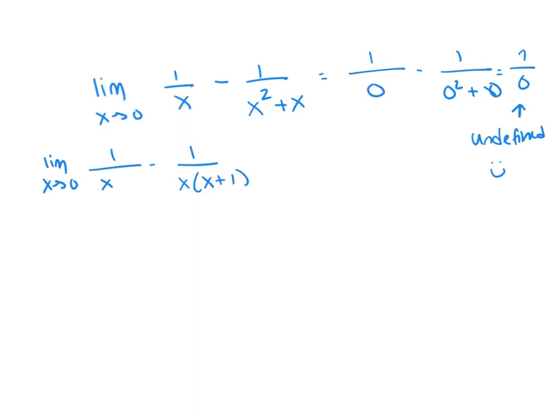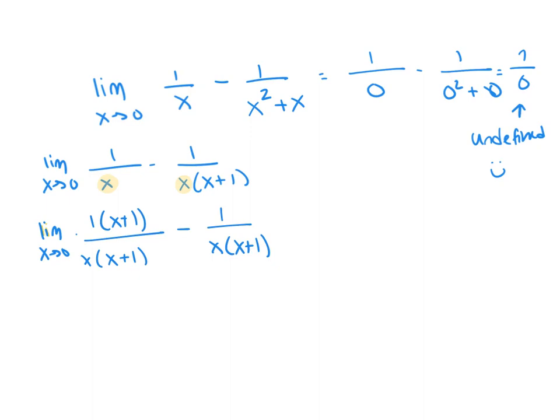And now I see that both of my fractions have x's in them. So I don't need to worry about the x. What I do need is to multiply the first one by x plus 1. And remember, whatever I do to the numerator, I have to do to the denominator. So it will be the limit as x goes to 0 of 1 times x plus 1 over x times x plus 1 minus 1 over x times x plus 1.